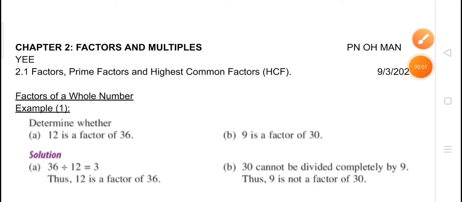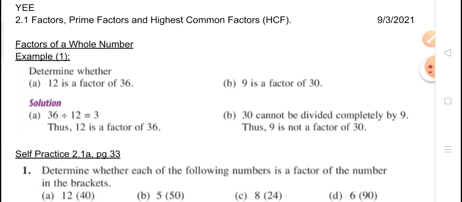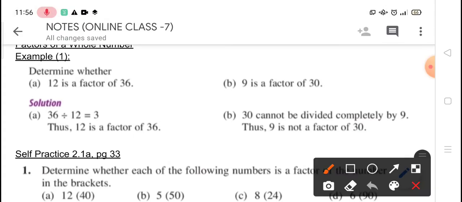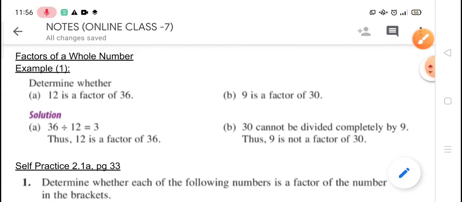Okay, students, today we have a look at chapter 2 with the title Factors and Multiples. With the subtopic 2.1 Factors, Prime Factors, and Highest Common Factors, which is also known as HCF. First of all, we have a look at factors of a whole number. What do we mean by factors of a whole number, students?